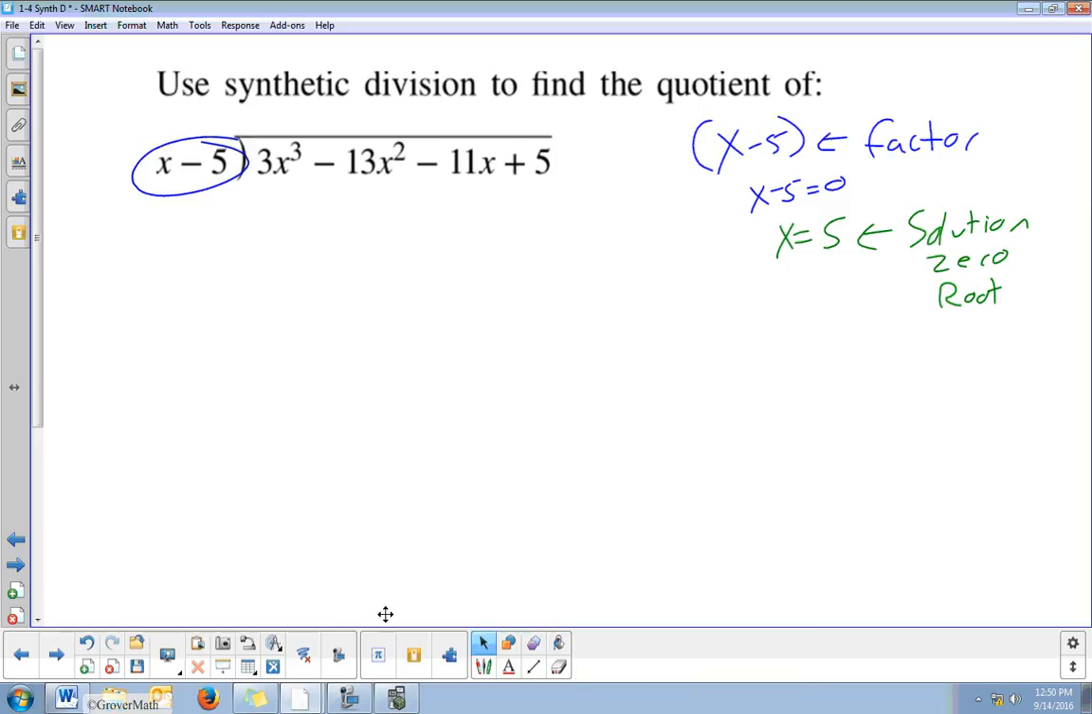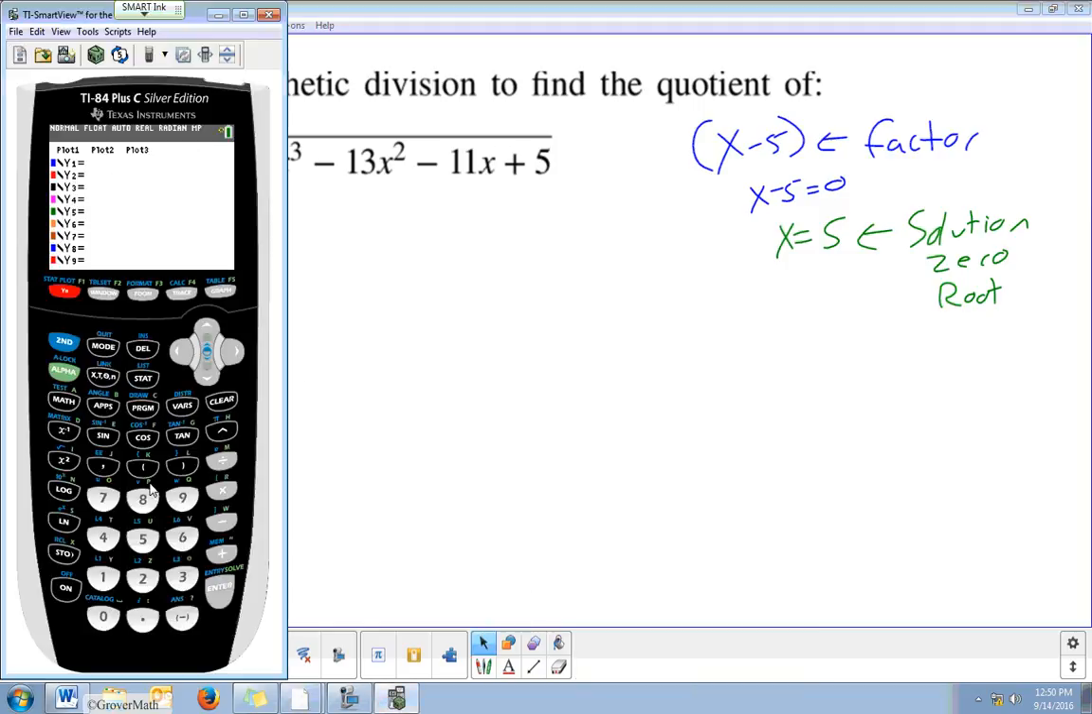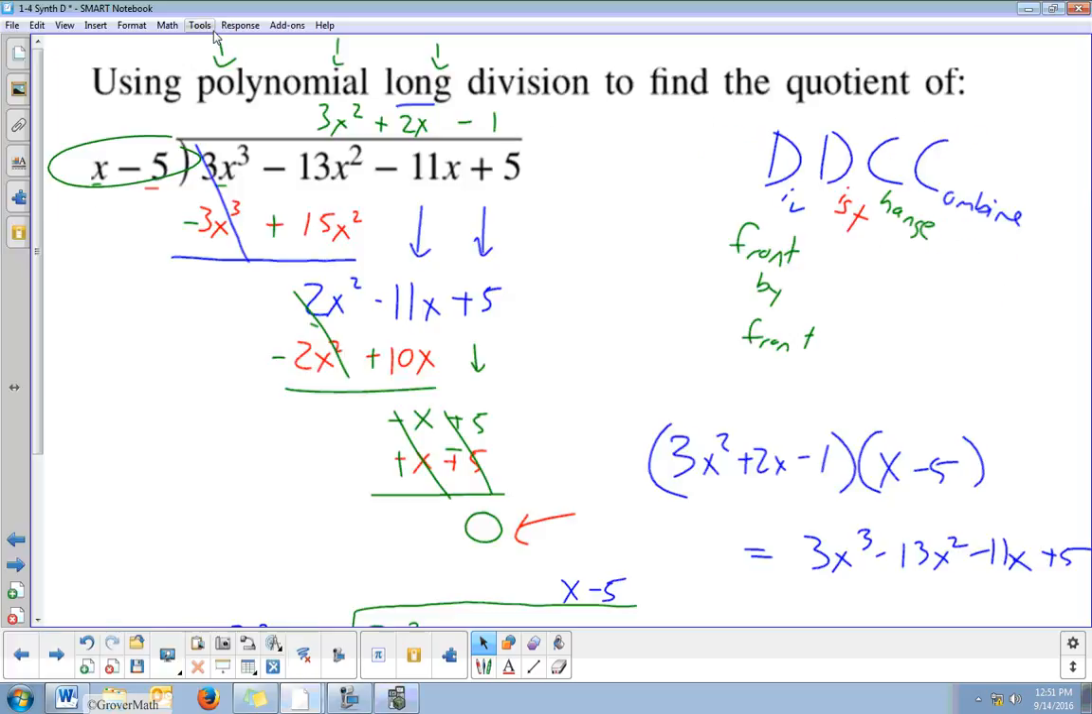And what I want to show you is, again, if I type this in, y equals 3x cubed minus 13x squared minus 11x plus 5, and let's take a look at the graph. This is related to the next video called the remainder theorem, you'll hear me talk a lot about that. It's very significant, and I'm sure I mentioned this in class, that the remainder in this particular problem was 0. And what that really meant was that x minus 5 was a factor of this polynomial.